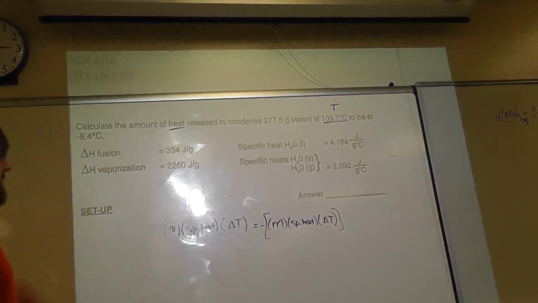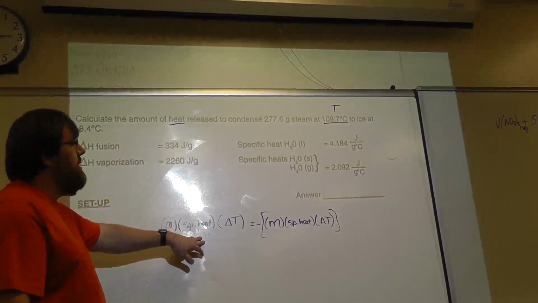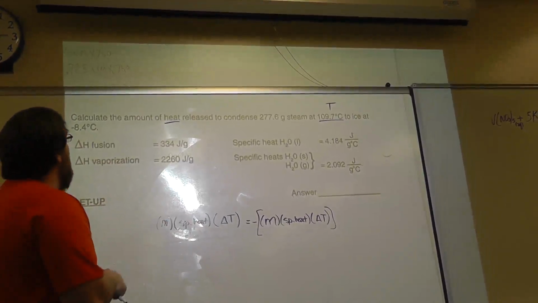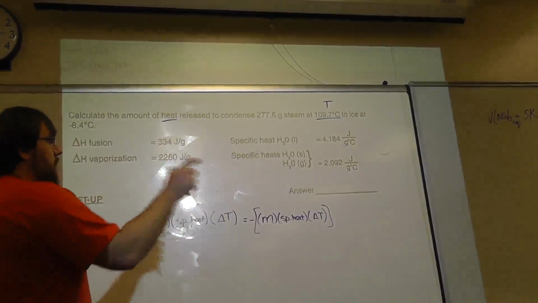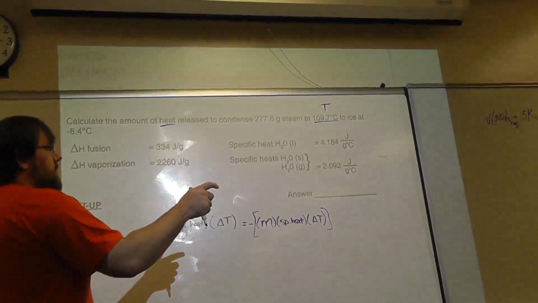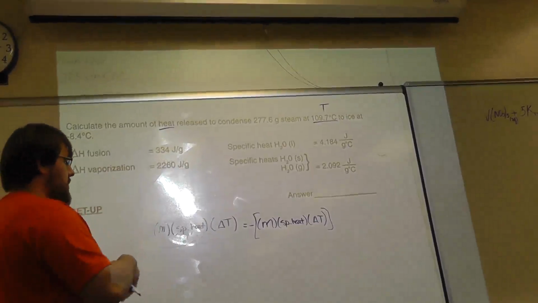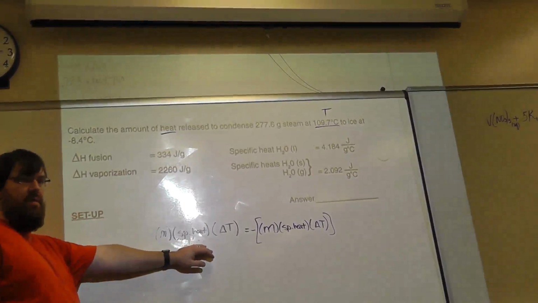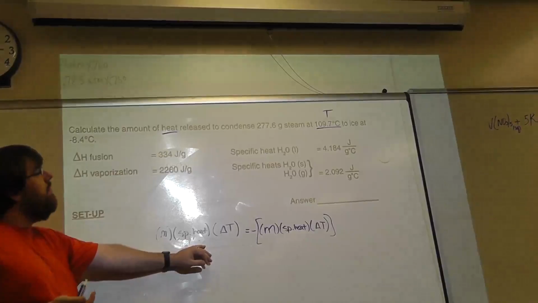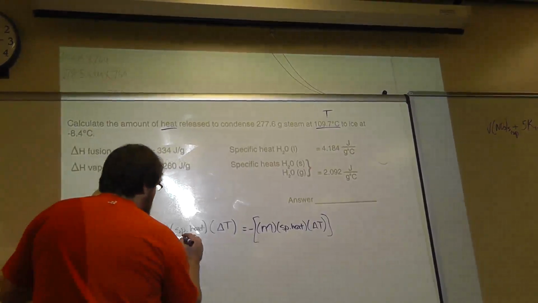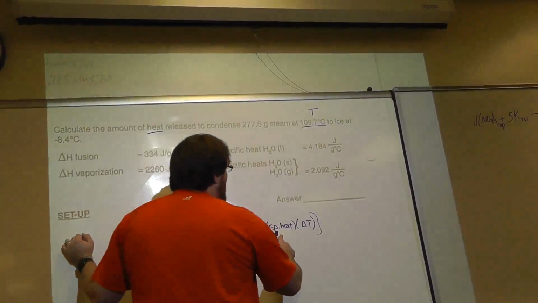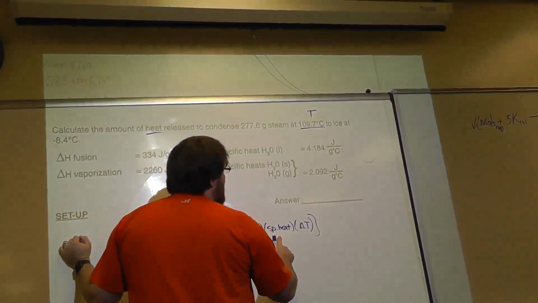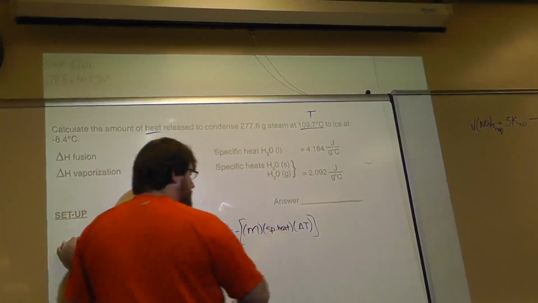In which the specific heat of this side is what? Is it going to be your steam or your ice? Think of how your temperature's changing. You start out at what? You start out with a high temperature and end at a really low temperature. So this is going to be the specific heat of the steam. And this is going to be the specific heat of water, but for what? Well, you're going to have two. So we're going to have two steps on this one.